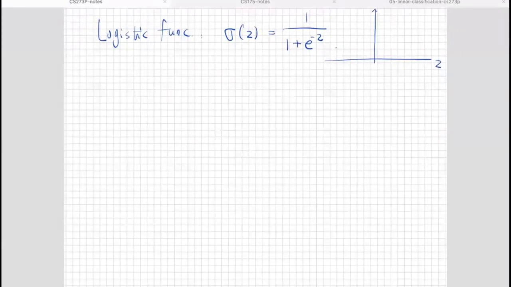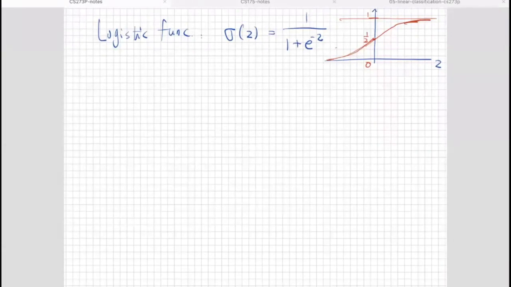If you plot them, you'll see that the function is bounded between 0 and 1. When z is 0, it's 1/2. And otherwise, it takes this form: it approaches 1 on the right-hand side, and approaches 0 on the left side here. And this is the so-called sigmoid function.